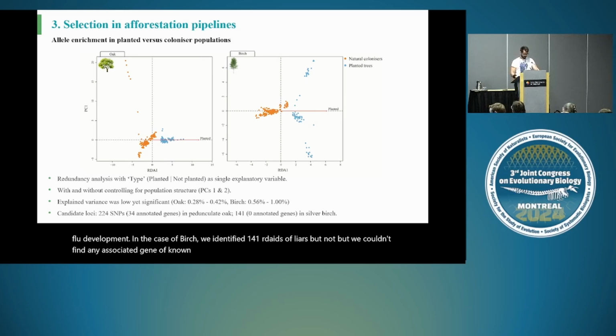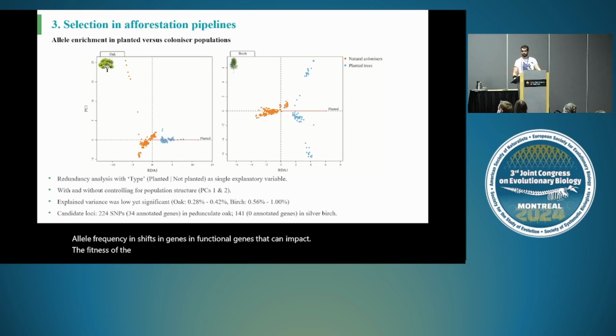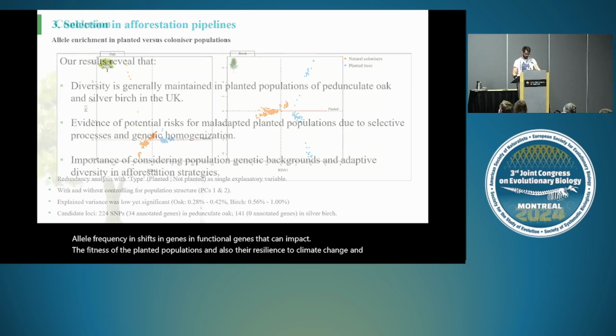These results suggest that some selective processes may be happening in afforestation pipelines, resulting in allele frequency shifts in functional genes that can impact the fitness of the planted populations and also their resilience to climate change and other stressors.